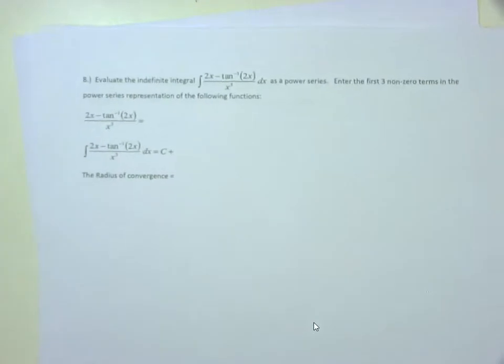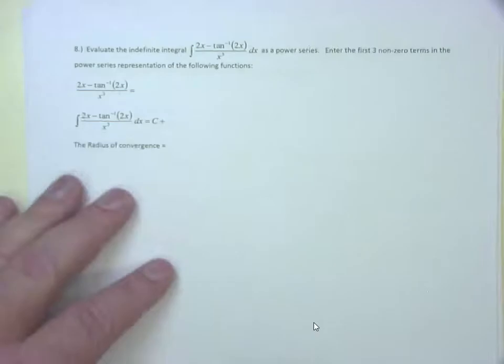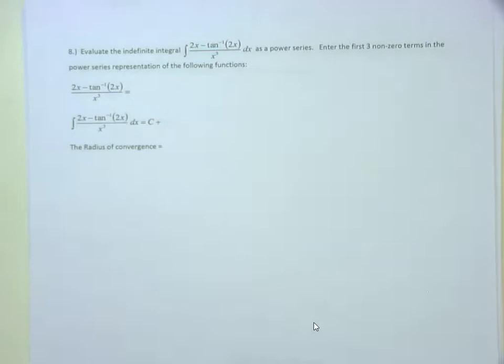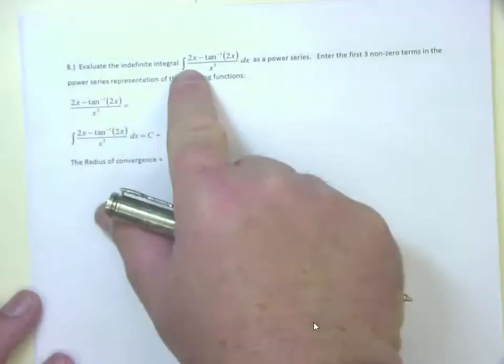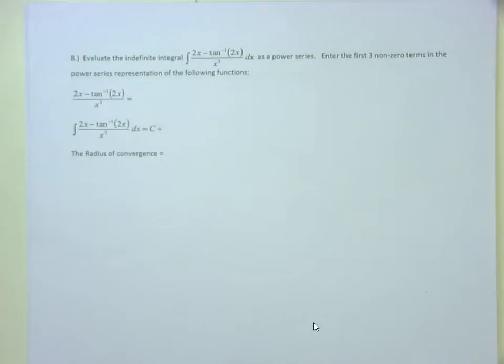So here's one. Another classic WebWork problem here. But now, at this point, you're going to start using the power of power series that you guys know. All right? So it says this. Evaluate the definite integral, the integral of 2x minus the tangent inverse of 2x over x cubed as a power series. Enter the first three non-zero terms of the power series for the following series.